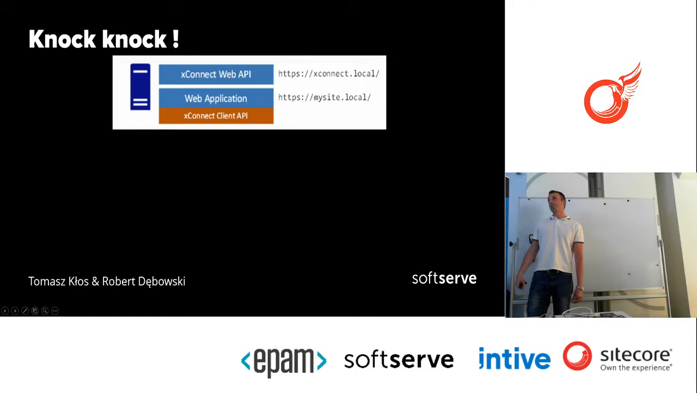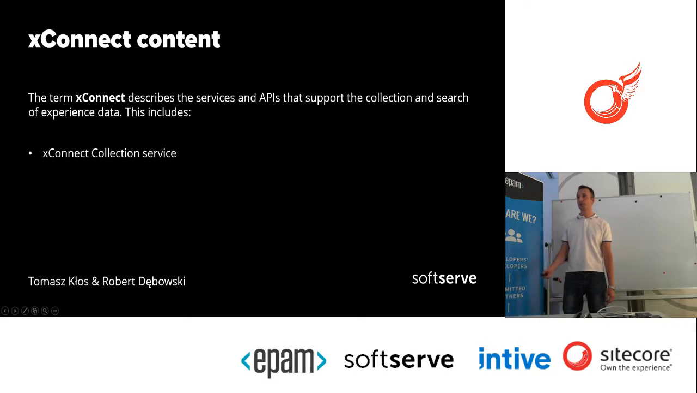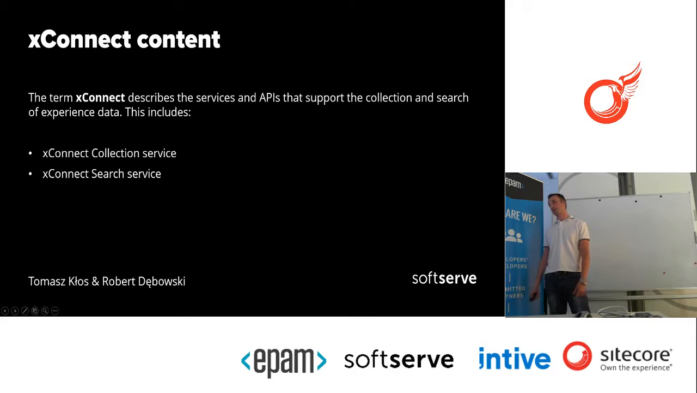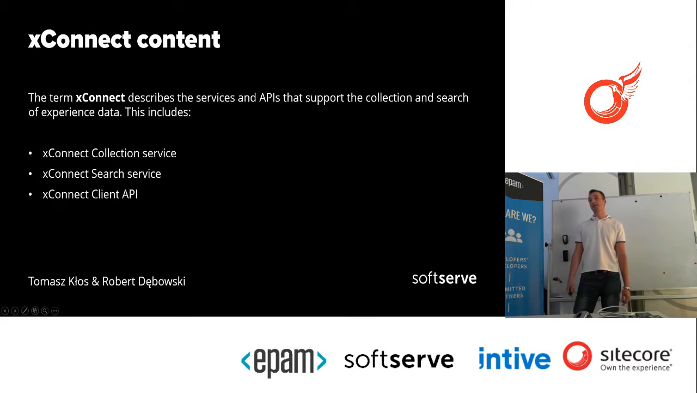So on your local machines, you've got the eXtremeConnect web API. You can, of course, ask over the URL the eXtremeConnect web API, and of course, you've got the students' data. This includes eXtremeConnect collection services, eXtremeConnect search service, eXtremeConnect client API, and eXtremeConnect search indexer. We will try to go over those points and say a little bit about each.